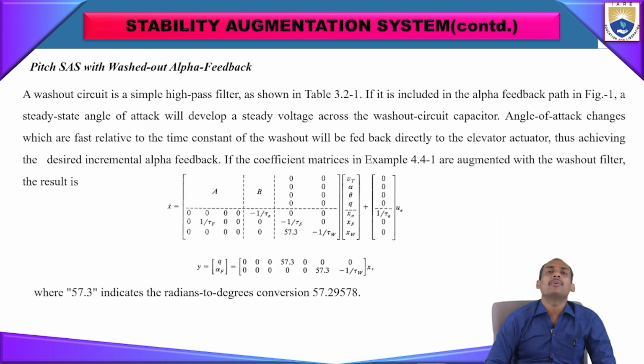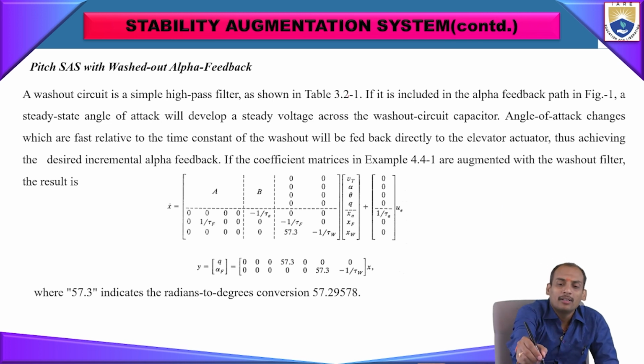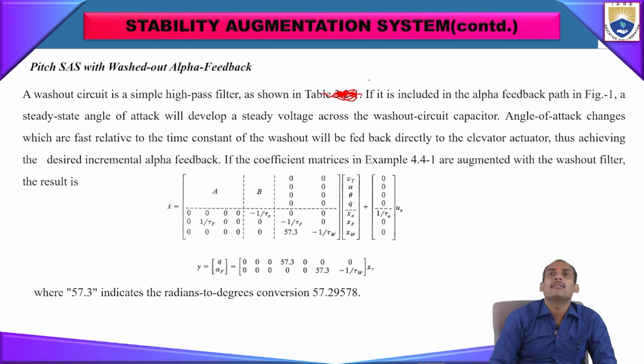Another example: previously we used the pitch rate and alpha feedback system. Another one is the pitch SAS with washed out alpha feedback. You can see that washed out alpha feedback in this table, if you refer to the textbook, I will refer you.